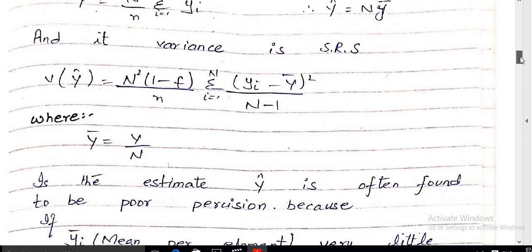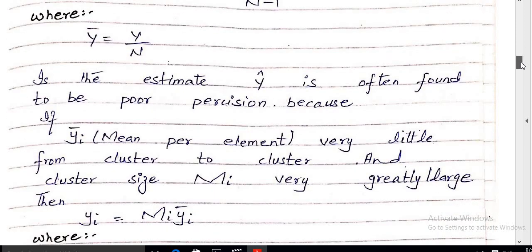And the variance of y hat is equal to N square into 1 minus f over n, the sum of i from 1 to capital N of yi minus y bar whole square, divided by capital N minus 1, where y bar is equal to the sum of yi divided by N. Y is the sum of the observations in the population, that is the sum of i from 1 to capital N of yi.